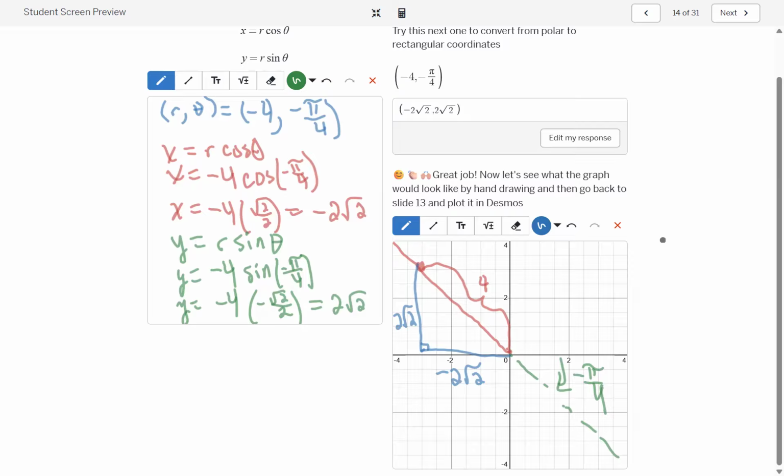So what questions do y'all have on this? How we used the formulas for the conversion, and then how we got our picture.